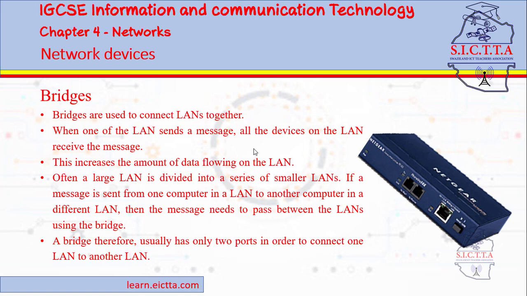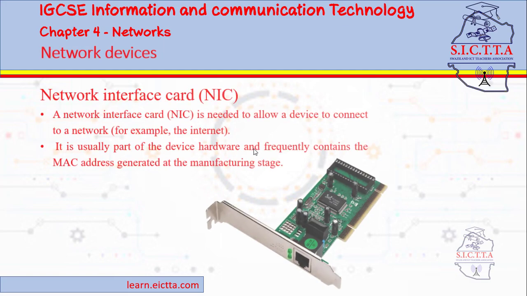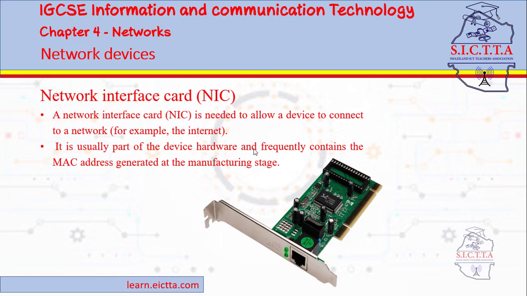If a message is sent from one computer in a LAN to another computer in a different local area network, the message needs to be passed between the two local area networks using a bridge. A bridge, therefore, usually has only two ports in order to connect one LAN to another LAN. So the bridge connects two LANs together.